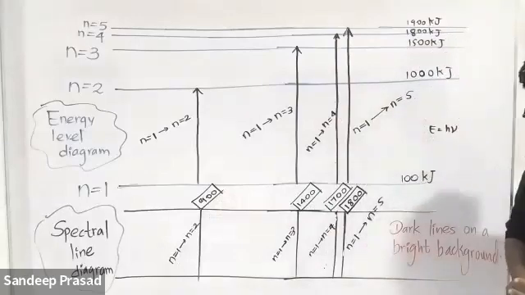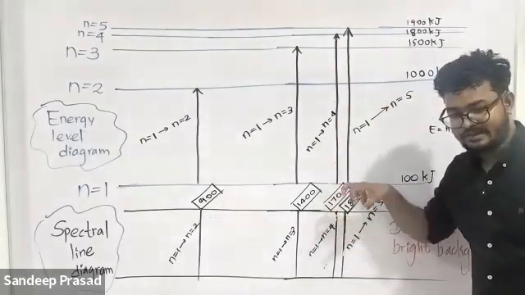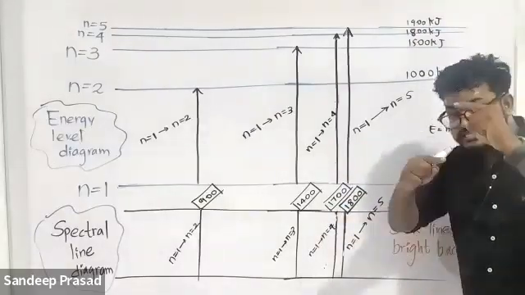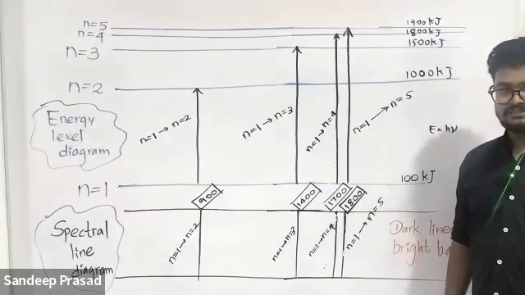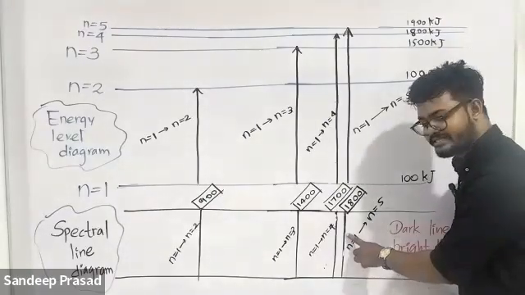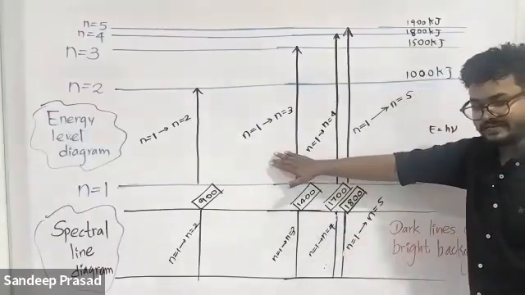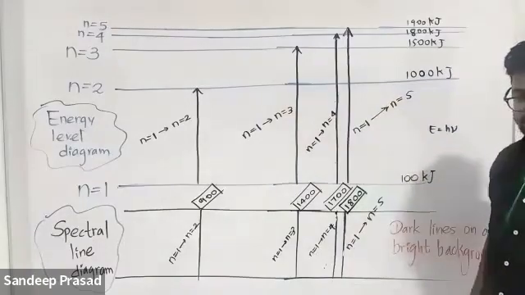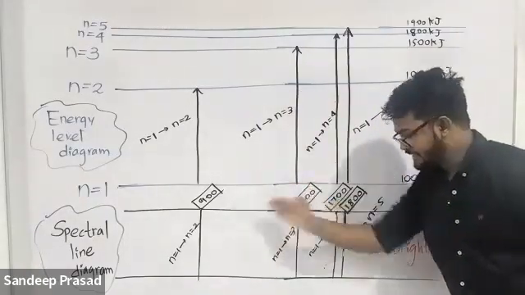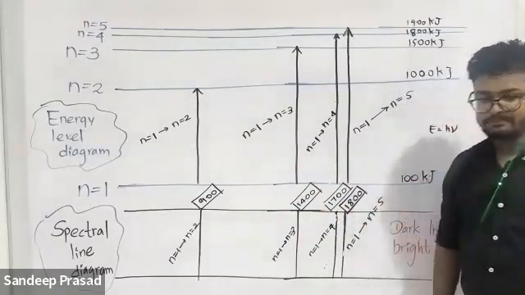Look at this one. I told you the spectral lines in the spectral line diagrams are representing the energy gap between the energy levels. Don't misunderstand. These are not energy levels. In the energy level diagram only we can see the energy levels. But in the spectral line diagram, these lines are representing the corresponding energy gap.